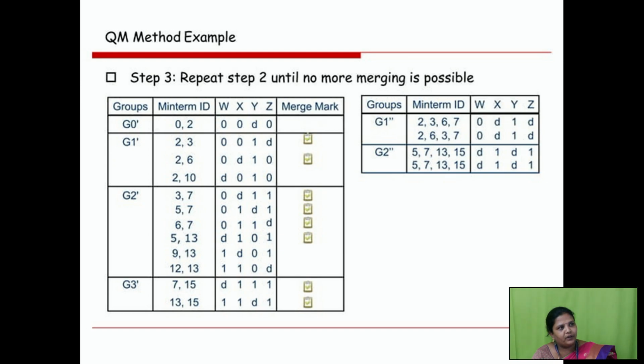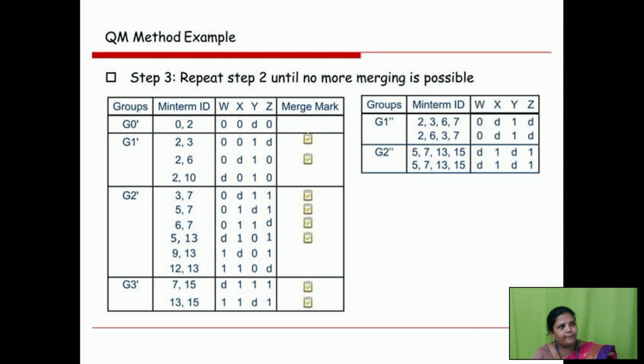Likewise, we have to compare 2, 6 and 3, 7. Why are we choosing 2, 6 and 3, 7? In 2, 6 the second bit is dash, and in 3, 7 the second bit is also dash. So if you are comparing 2, 6 and 3, 7, we have 0 dash 1, 0 and 0 dash 1, 1. So the last bit is changing, so we are taking it as 0 dash 1 dash.